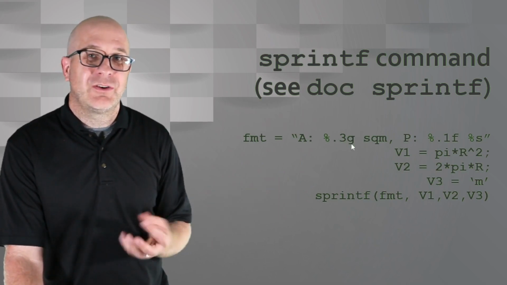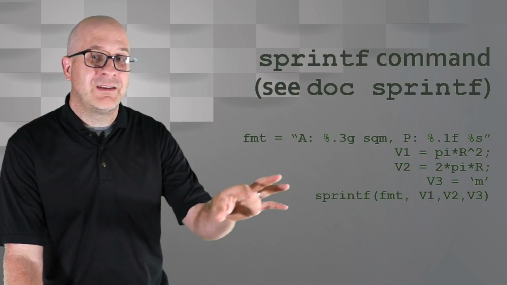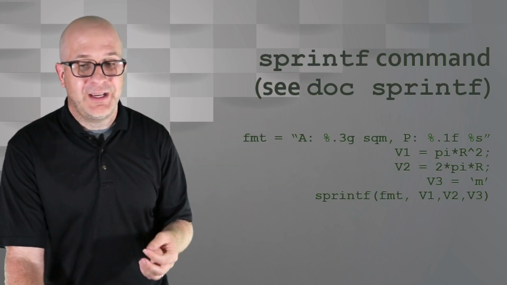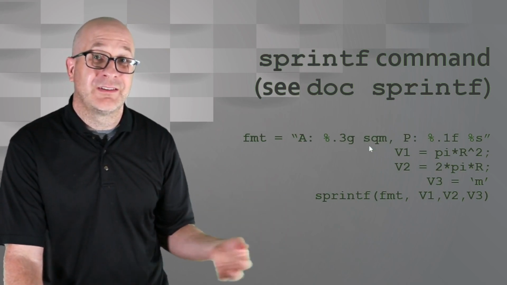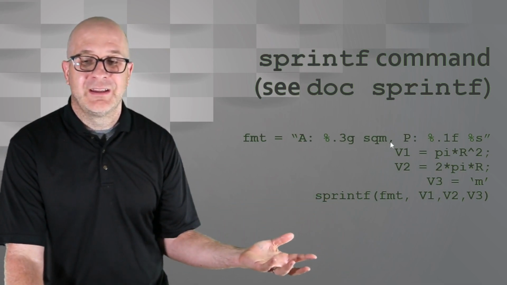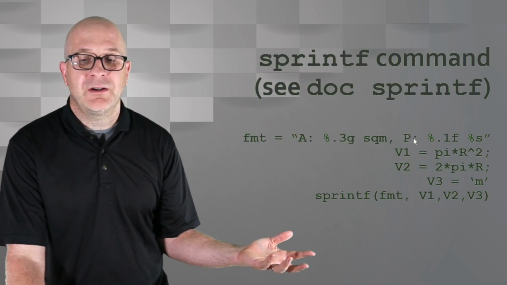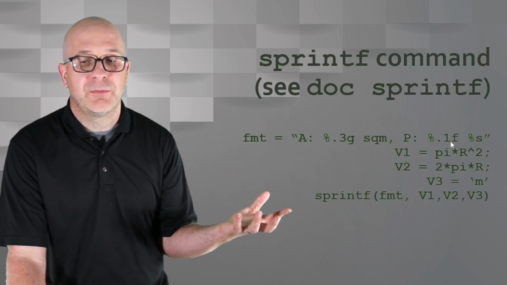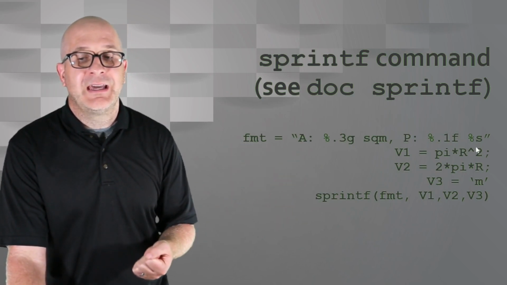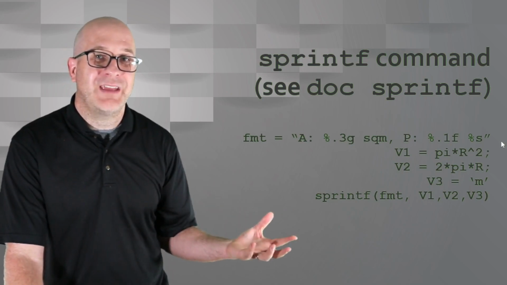%.3g is going to tell us that there's formatted output coming, right? SQM is the units for this particular output, that's square meters for the area. Then we put a comma, perimeter, colon. And then here we're going to tell Matlab there's going to be another print to screen of a variable, %.1f. And then at the end we have %s.